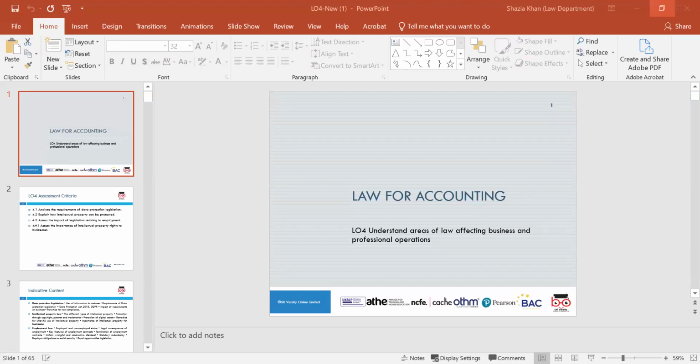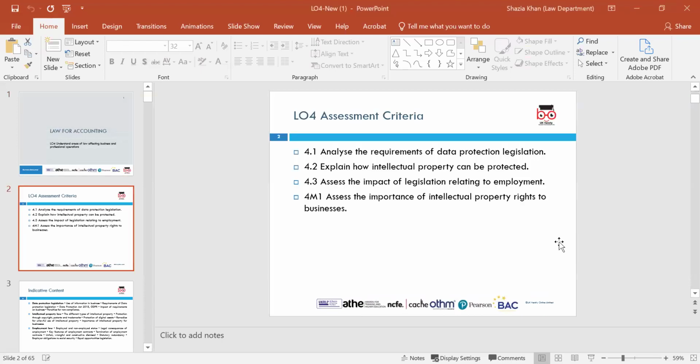Now we're going to go on to Learning Outcome 4, which is to understand areas of law affecting business and professional operations. So Learning Outcome 4, the assessment criteria. We're looking at 4.1, which is to analyse the requirements of data protection legislation. 4.2, explain how intellectual property can be protected. 4.3, assess the impact of legislation relating to employment. 4M1, assess the importance of intellectual property.